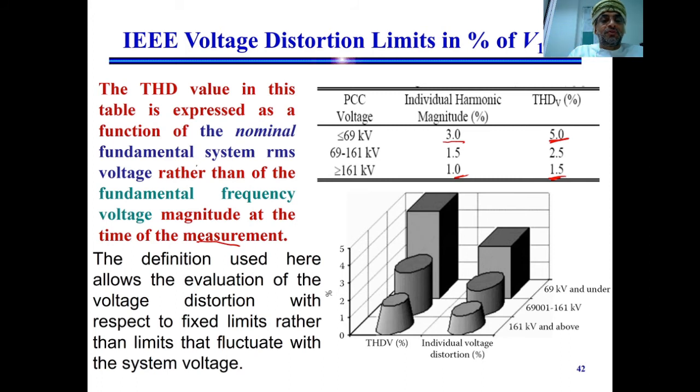So we are using the nominal fundamental system voltage. For example, over here, V1 root mean square, if our system is at, let us say, 69 kilovolt, because this is the line voltage, then V1 root mean square will be 69 divided by root 3. The definition used over here allows the evaluation of the voltage distortion with respect to a fixed limit rather than a limit that fluctuates with the system voltage. Of course, we are going to do the calculation later on to find the total harmonic distortion.